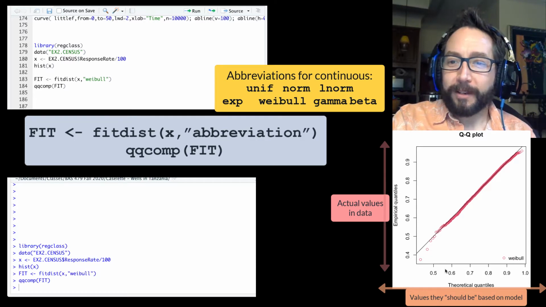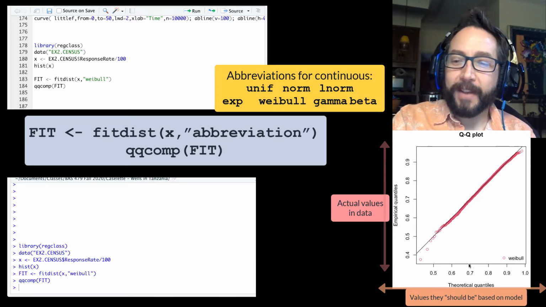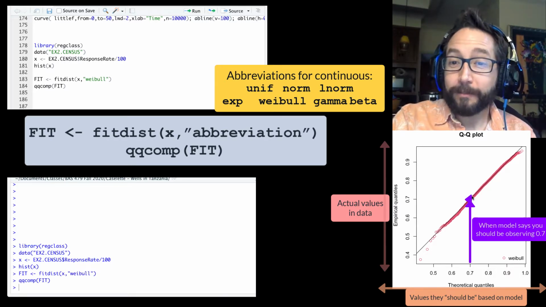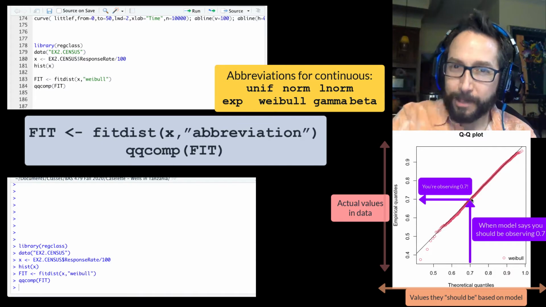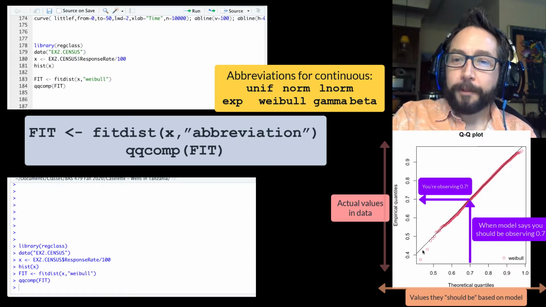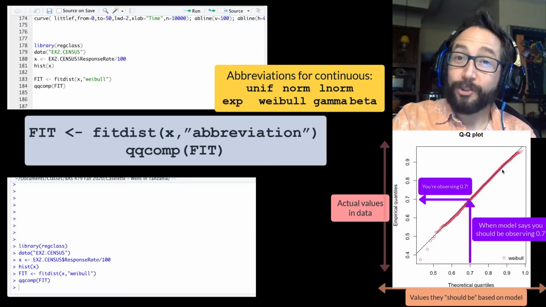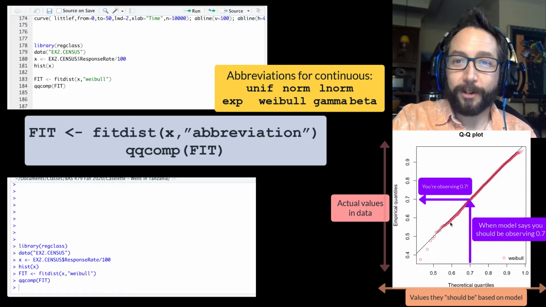So essentially what the probability model says is that, okay, when you're supposed to be observing values of around 0.7, what values do we actually see in the data? Well, right at about 0.7, maybe just a little smidge below. But overall, what we're seeing is that the values that we see in the data are matching up very closely with what they should have been if the Weibull distribution was correct.